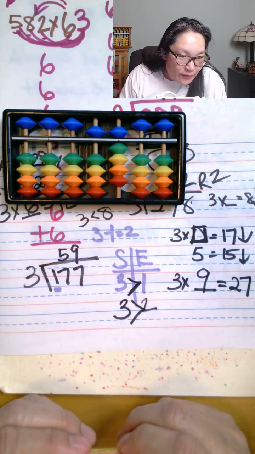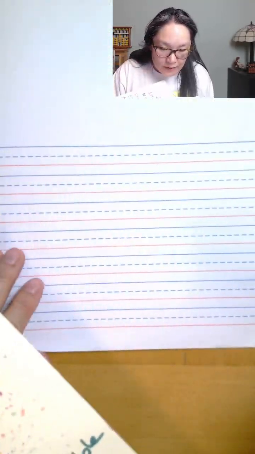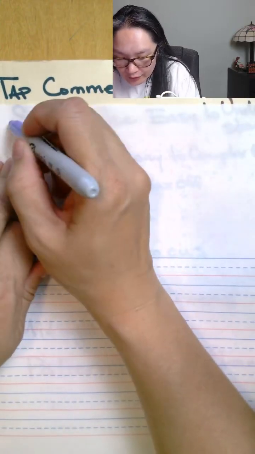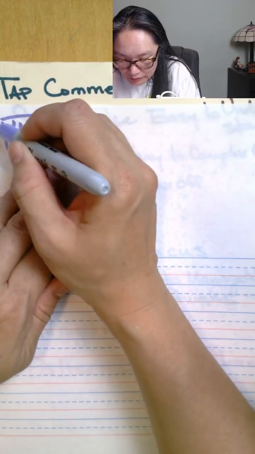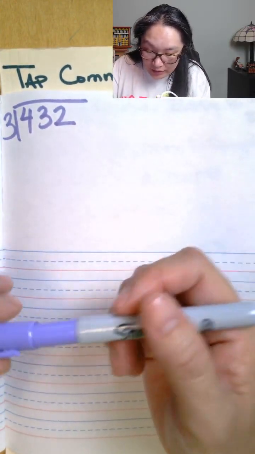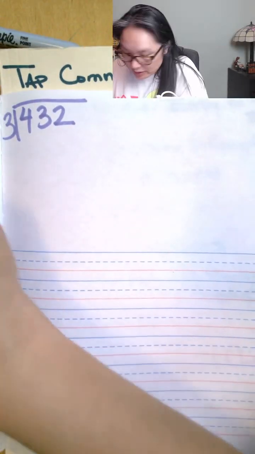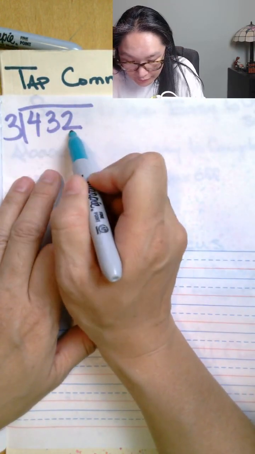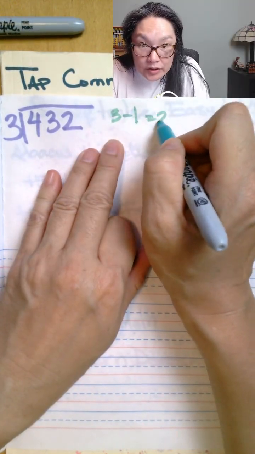3 divided by 432. Okay, let's do that. No, I didn't do that right, but it is what it is. Again, we have to find our starting point. We are going to have 3 digits, take away 1 digit. So 3 take away 1 is equal to 2.